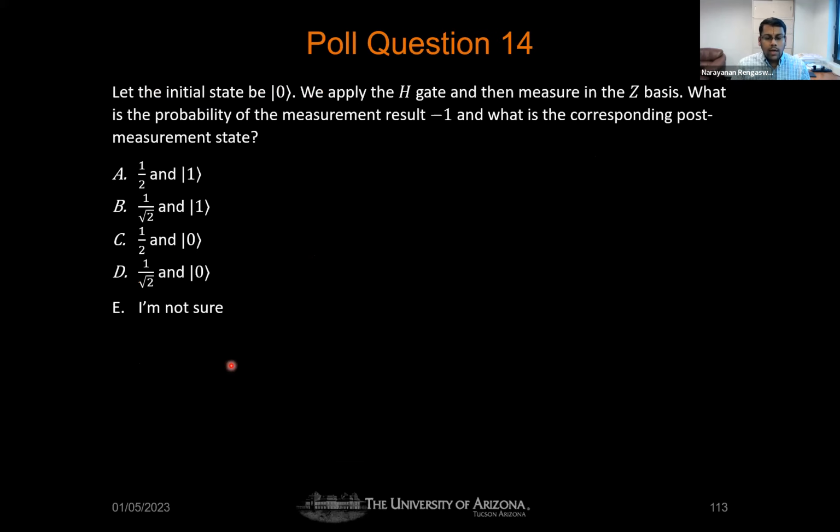Good. So with that, let's go ahead with the next poll question. You have the initial state 0, you apply the Hadamard, that changes the state, that's a unitary operation. And then you measure Z. The question is, what is the probability that the result is -1? And what is the corresponding post-measurement state?